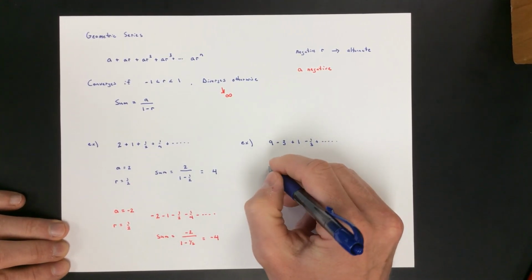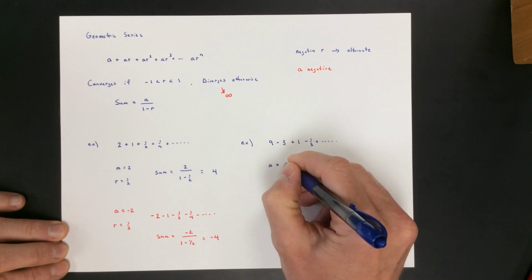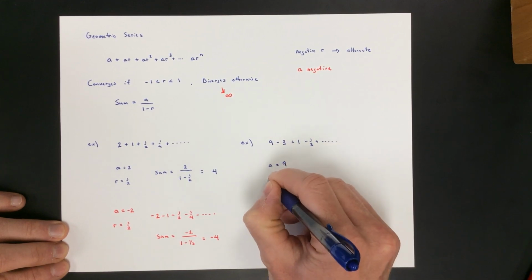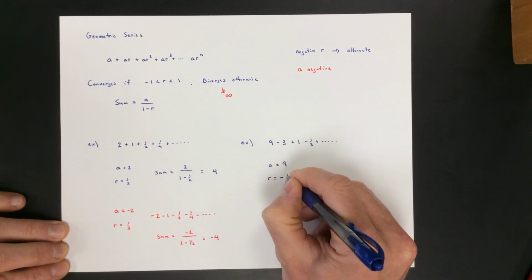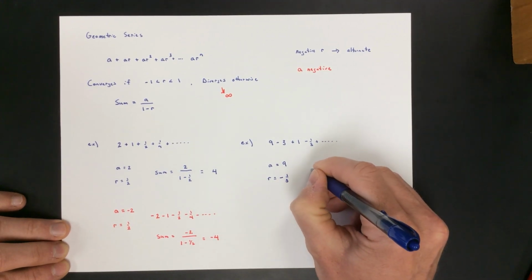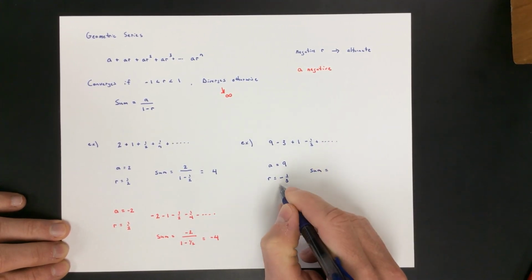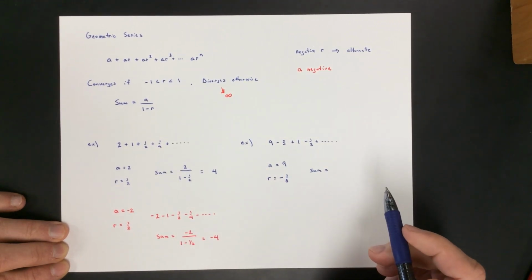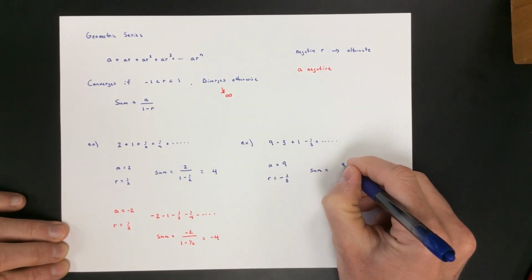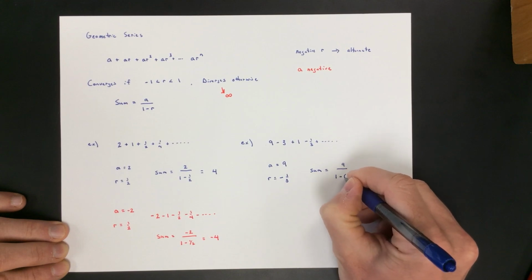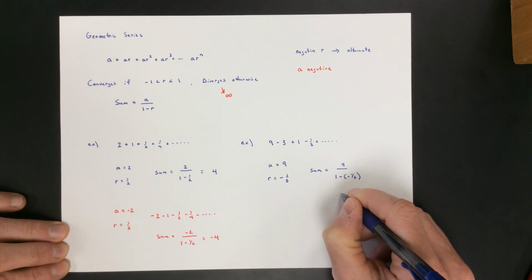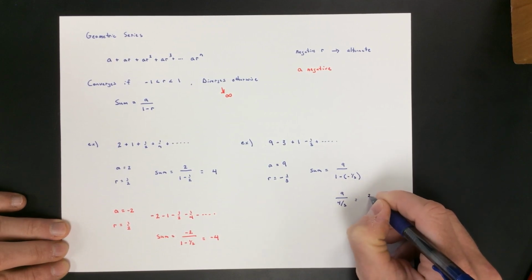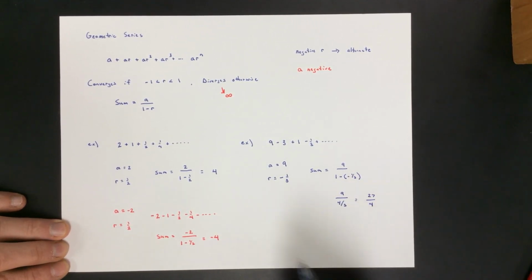Okay, so let's take a look at this one. We get an a value of 9, and an r value, it's alternating, so it's going to be negative, and then what happens to 9? You multiply it by 1/3 to get to that. So what's the sum? Well, because it does converge, because our r value is within our restriction, the sum is a over 1 minus r. Now remember, r is negative 1/3, so this is going to be 9 over 4/3, which is 27/4.